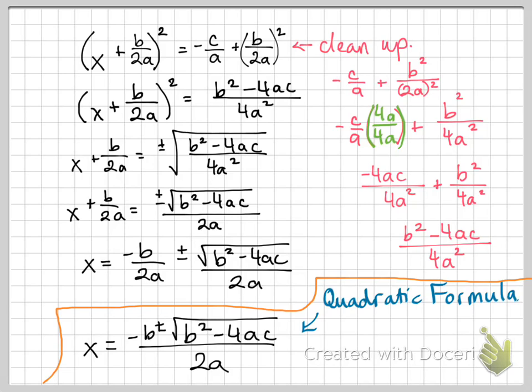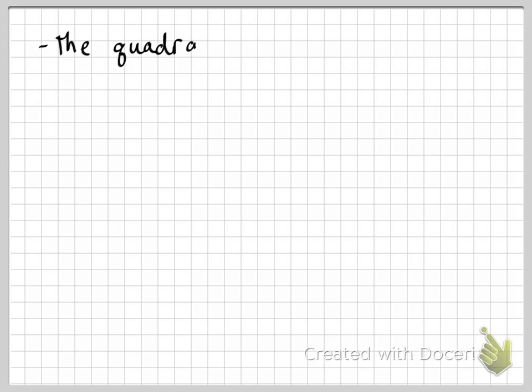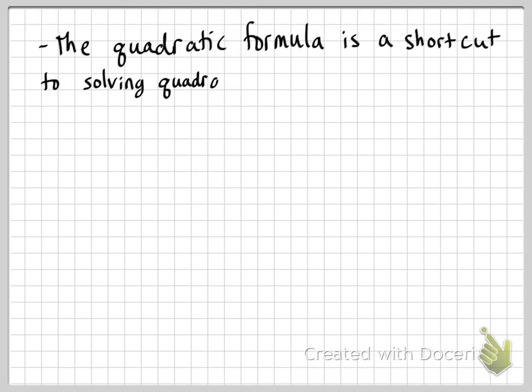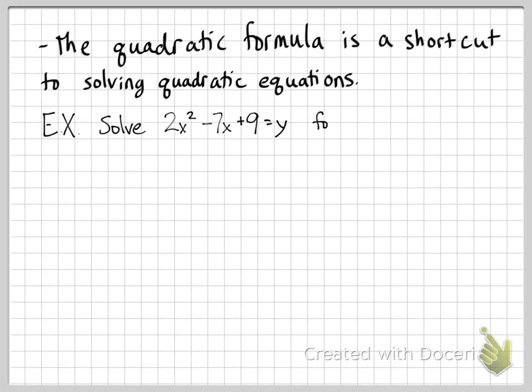quadratic equation, the solutions can be found at x equals negative b plus or minus the square root of b squared minus 4ac all divided by 2 times a. The quadratic formula exists and can be used as a shortcut to solving quadratic equations. So let's try one. Let's solve 2x squared minus 7x plus 9 equals y for y equals 3.